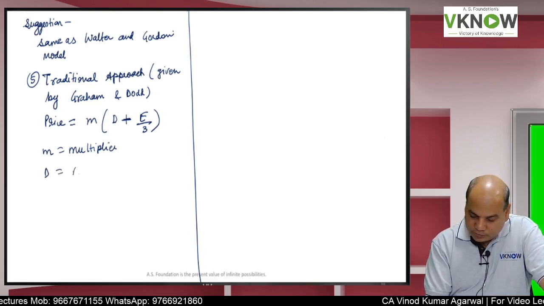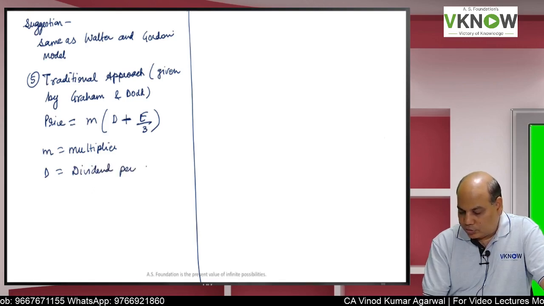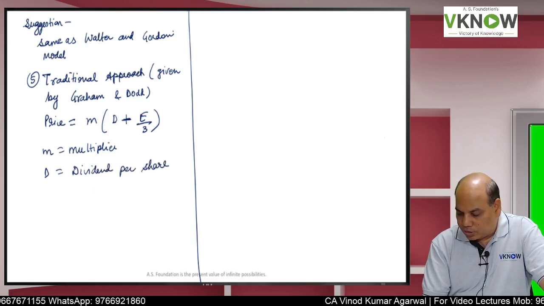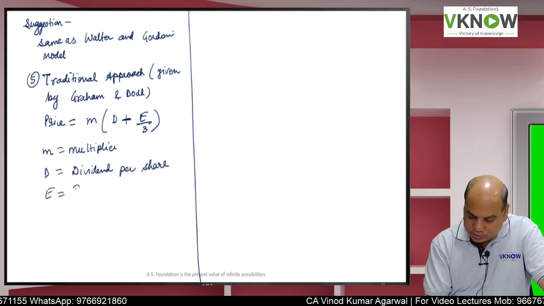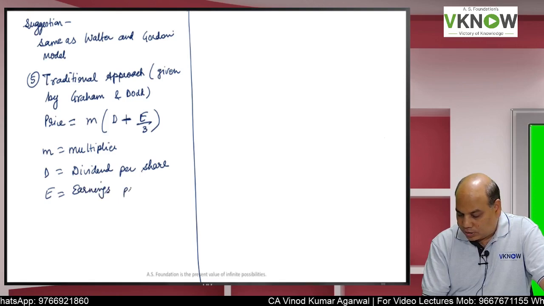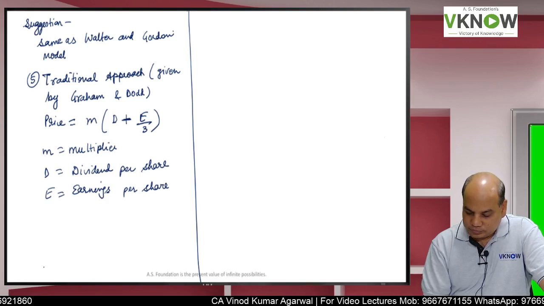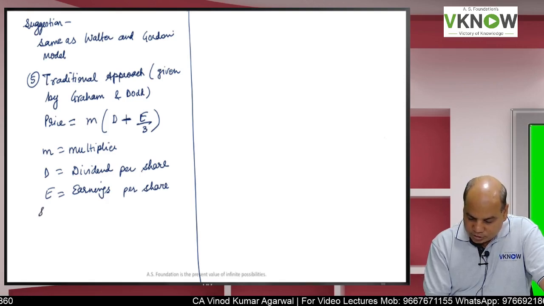D stands for dividend per share. In the exam, when you write the formula, below the formula you will write this. E is equal to earnings per share. In the exam, they can give you 3 variables and you have to find the fourth one. Okay. What is the suggestion of this theory?